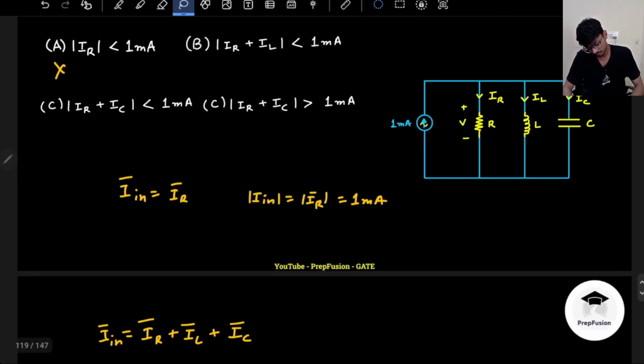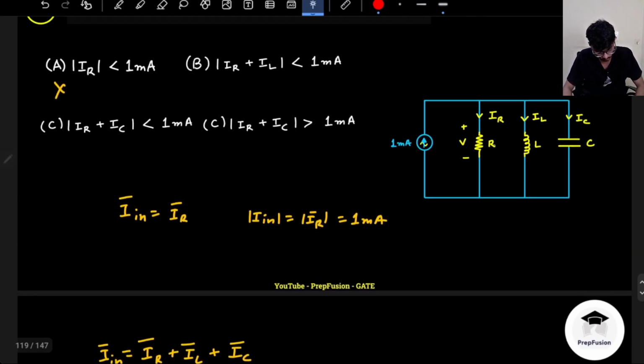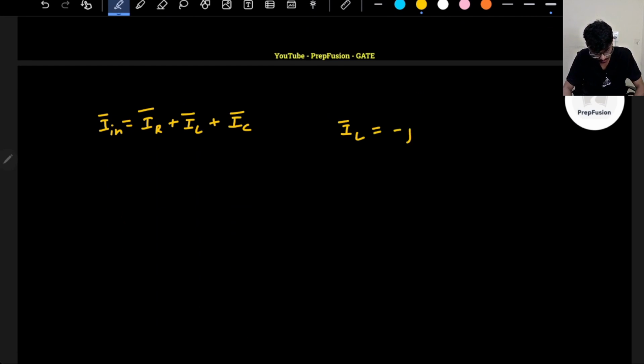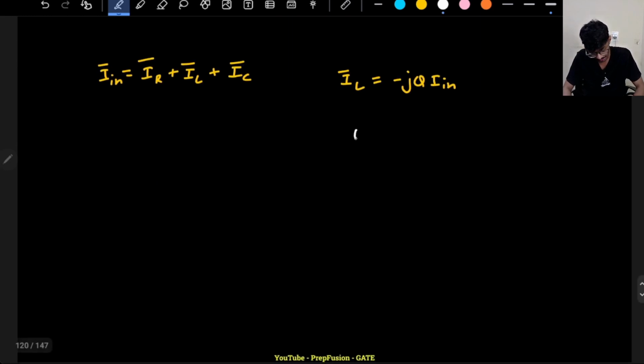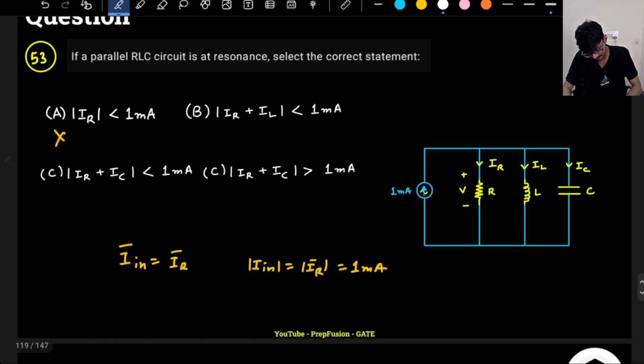Now I do understand this, that my IL at resonance equals minus jQ times I input. I hope you remember this, right? In the previous lecture we discussed this. And IC equals plus jQ times I in basically. So what I can comment is they are discussing IR plus IL.